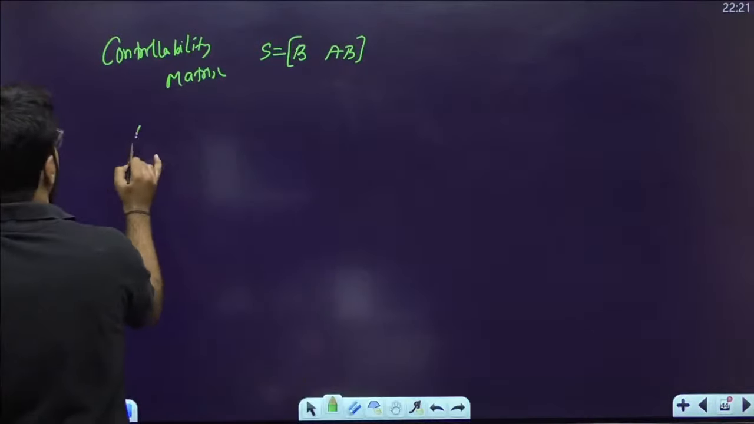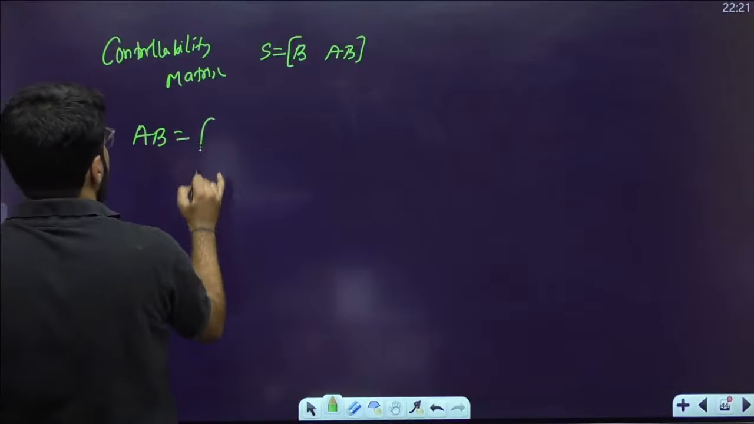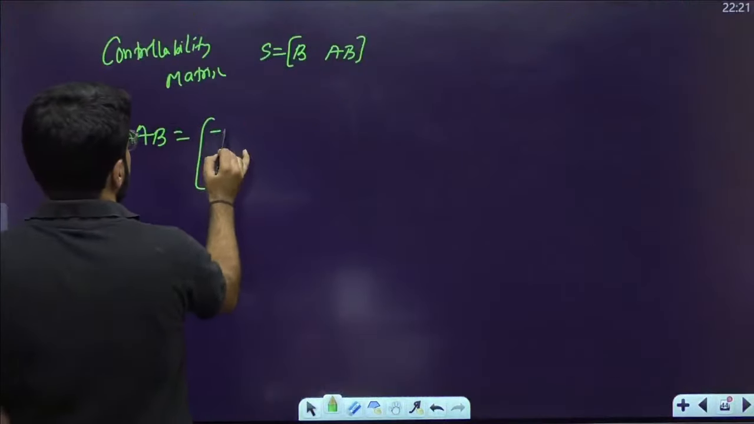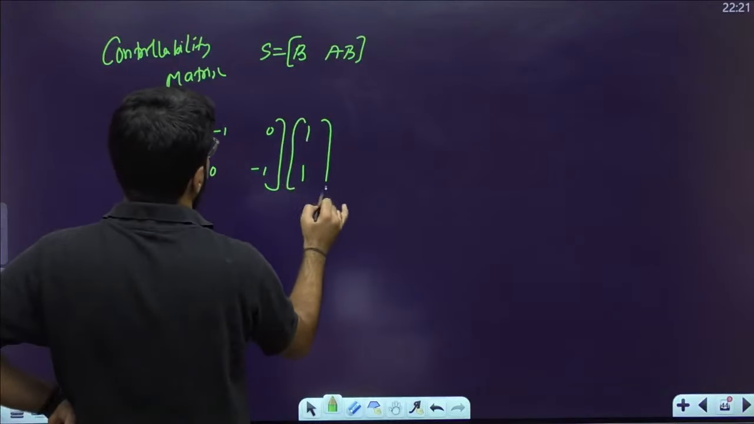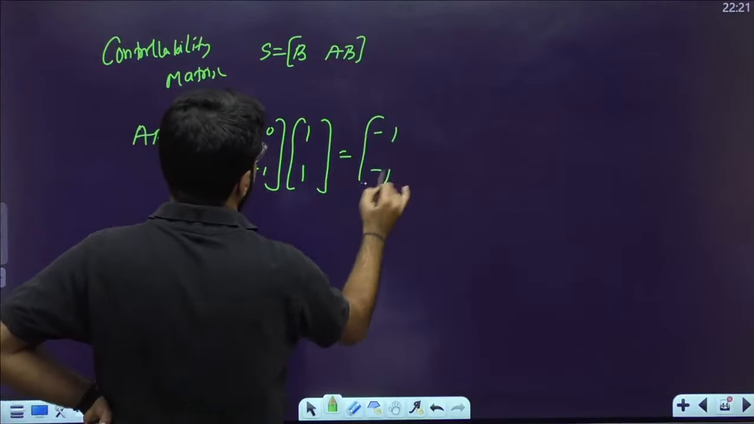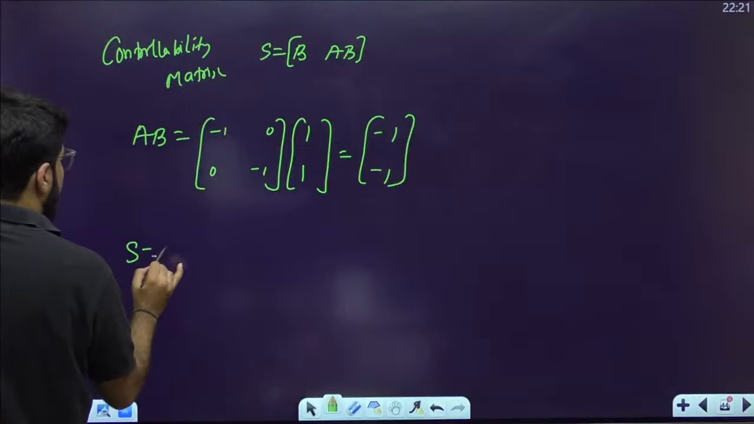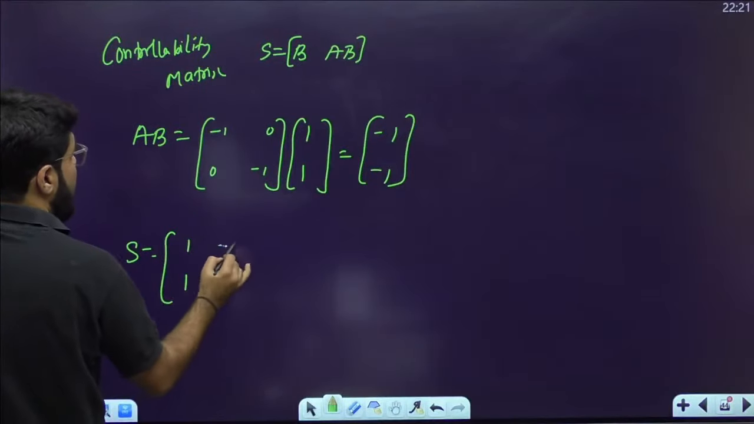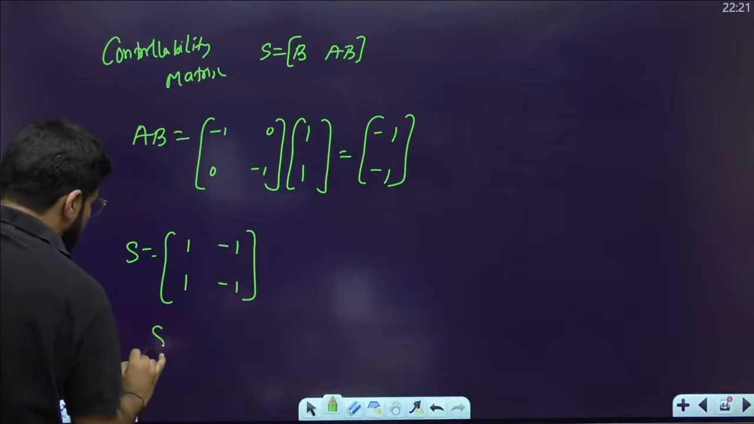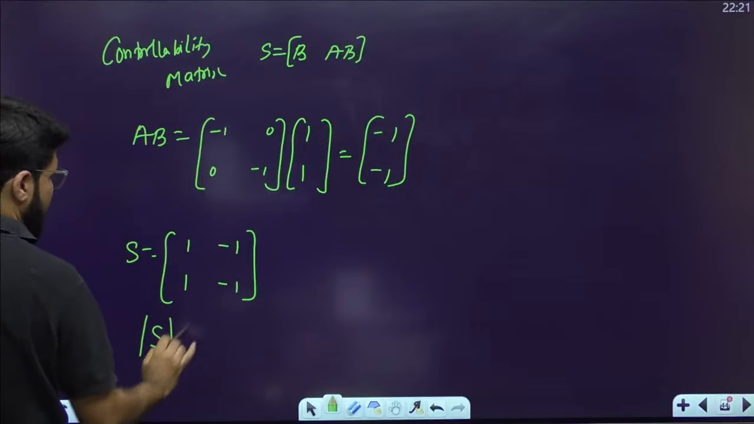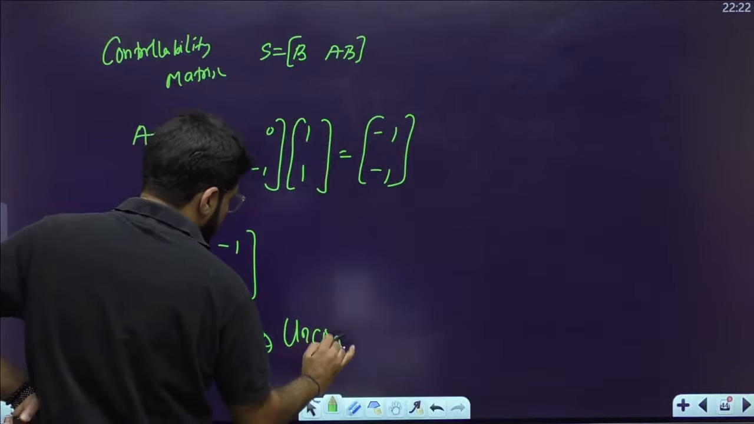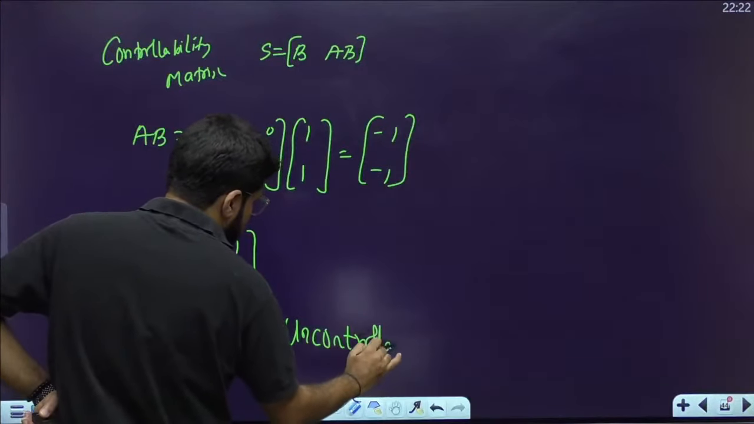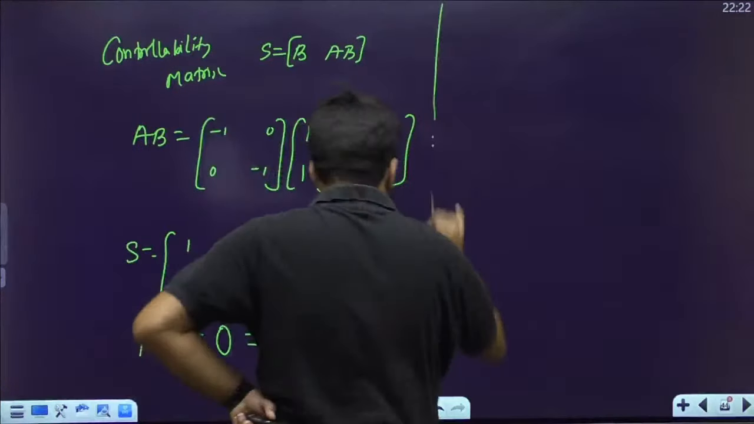Now, what is AB? B is in front of me. A is [minus 1, 0; 0, minus 1] multiplied by B, which is [1; 1]. So this is going to be [minus 1; minus 1]. So my controllability matrix contains B, which is [1; 1], and AB, which is [minus 1; minus 1]. The determinant is minus 1 minus minus 1, which is 0. Uncontrollable. The system is not controllable. This is the basic Kalman's test I am applying.